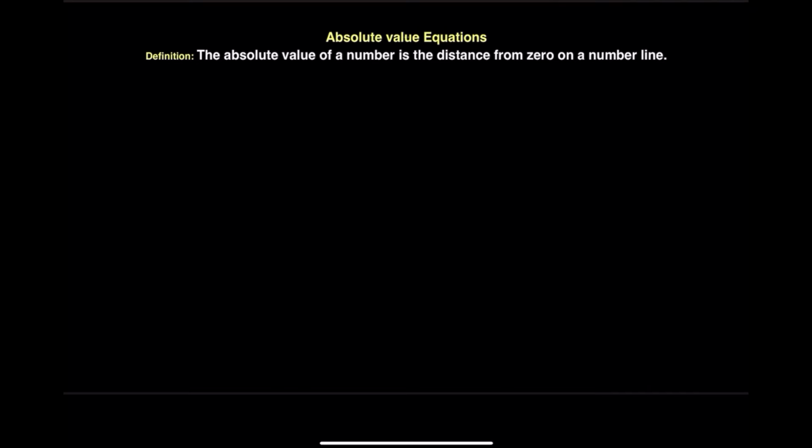In this video, you'll learn how to solve absolute value equations. Let's get started. The absolute value of a number is its distance from zero on the number line. Distance is always positive. Let's say we have a number line with 0 in the middle. To the right, we have positive numbers like 1, 2, and 3. To the left, we have negative numbers like -1, -2, and -3.